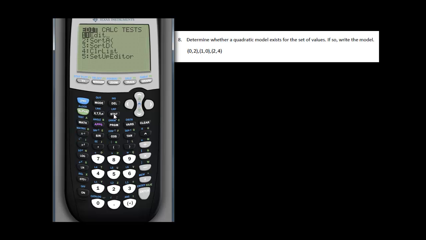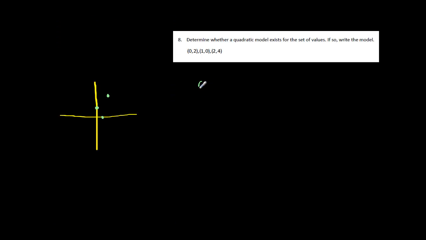Okay, so we're going to do stat 1 for edit. We're going to enter L1, so 0, 1, and 2. L2 is going to be 2, 0, and 4. We're going to hit stat again, go over to calc. It's QuadReg, so 5. Enter. So A is 3, B is negative 5, C is 2. So the model will be between negative 5 and 2. Okay, so f of x equals 3x squared minus 5x plus 2. And that's your model.